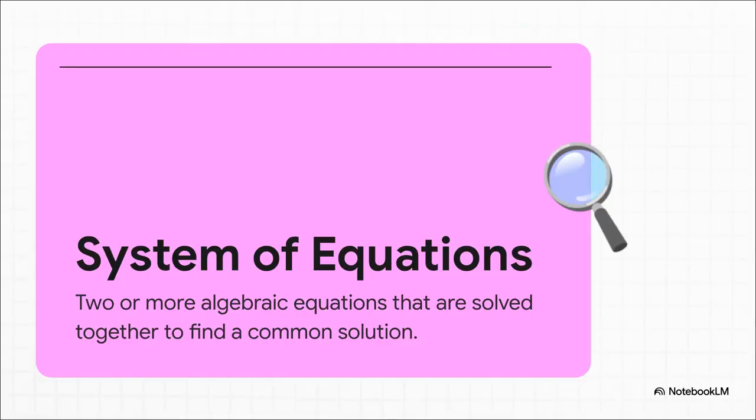What we're really talking about here is a system of equations. And don't let the name scare you. It's just a fancy way of saying we've got a set of two or more equations that we're looking at the same time. You can think of each equation as its own path, and our whole goal is to find the one point that satisfies all of them.